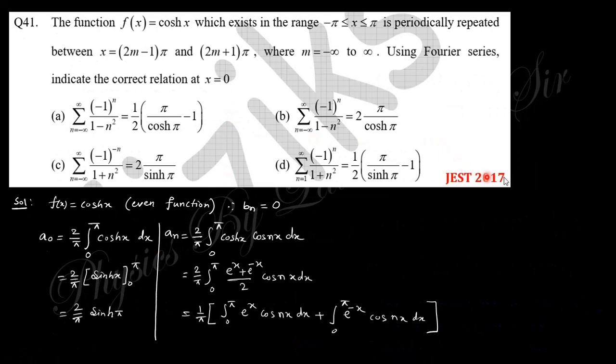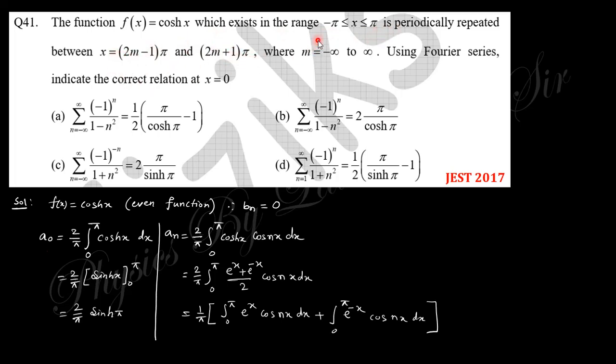Next question, which was asked in JEST 2017, says that the function f of x is cos hyperbolic x. This is a different question from the ones discussed in the previous one. You can see here there is a hyperbolic function, f of x is cos hyperbolic x, where the range is given from minus pi to plus pi, and x is repeated between this region.